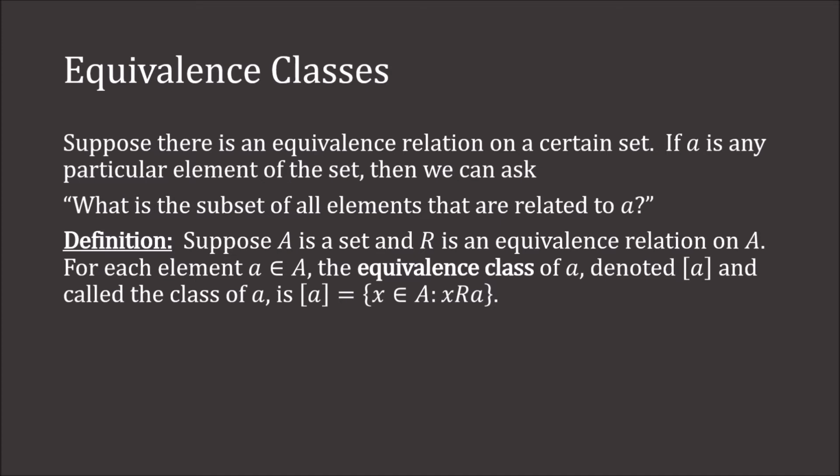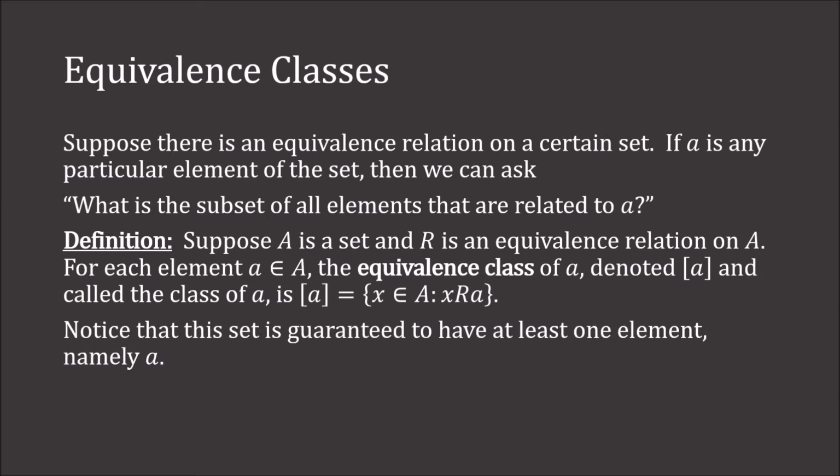Suppose A is a set and R is an equivalence relation on A. For each element a in A, the equivalence class of a, which is denoted as a in square brackets and is called the class of a, is the set of all x in A such that x is related to a. So the equivalence class of an element is the set of all elements that are related to it. Notice that this set is guaranteed to have at least one element, namely a itself, right? Because we're dealing with an equivalence relation, that means it's reflexive, so every element would be related to itself.